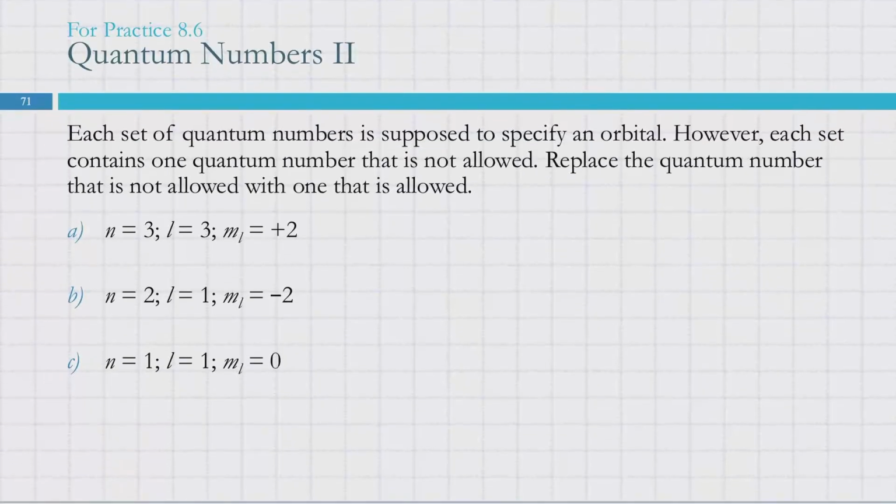So more practice with these fun rules. Each set of quantum numbers that's listed down below is supposed to specify an orbital. Just generally, quantum numbers do that. Each of these sets contains one quantum number that is not allowed. Please replace the quantum number that is not allowed with one that is allowed.